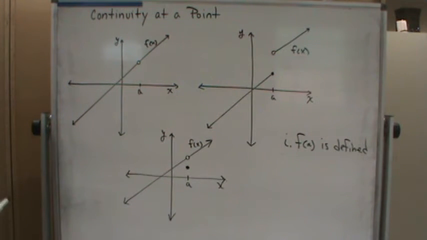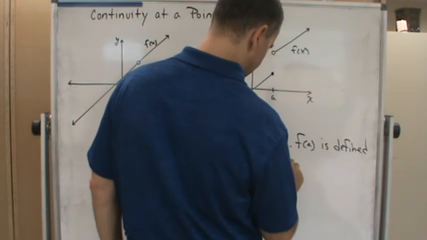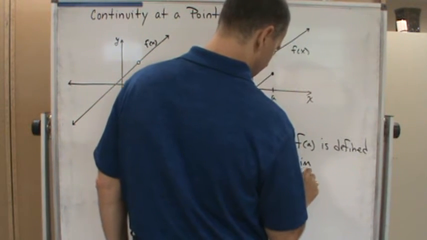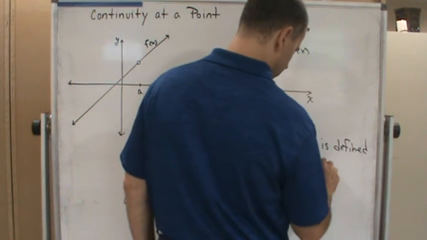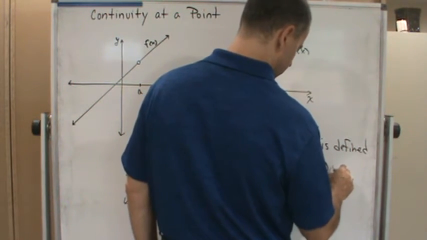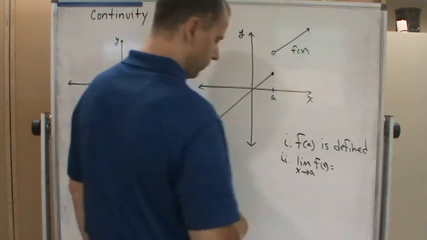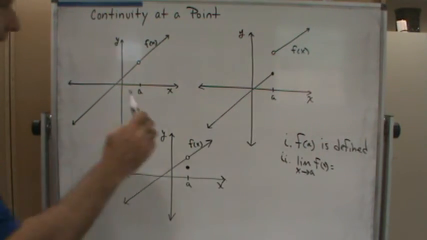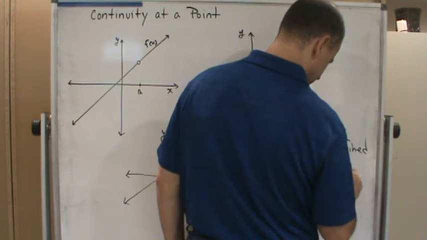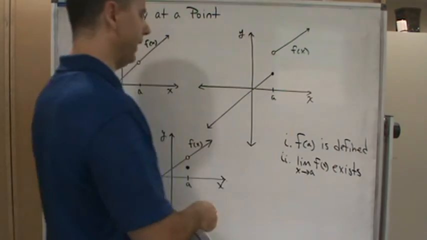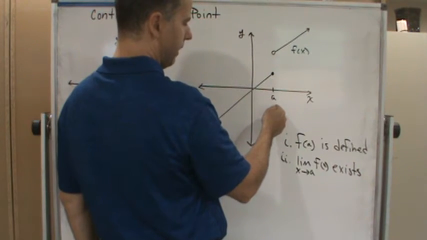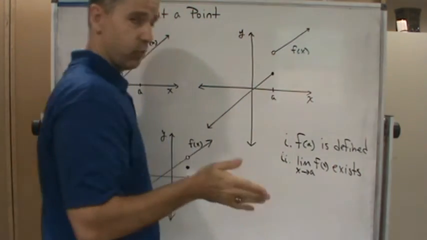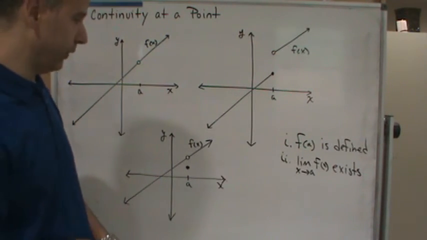So now we're going to add the condition that the limit as x approaches A of f of x exists. Because right now, here, the limit doesn't exist, because if I approach A from the left or the right, I don't get the same value. So we want the limit to exist. That's where this condition comes in.